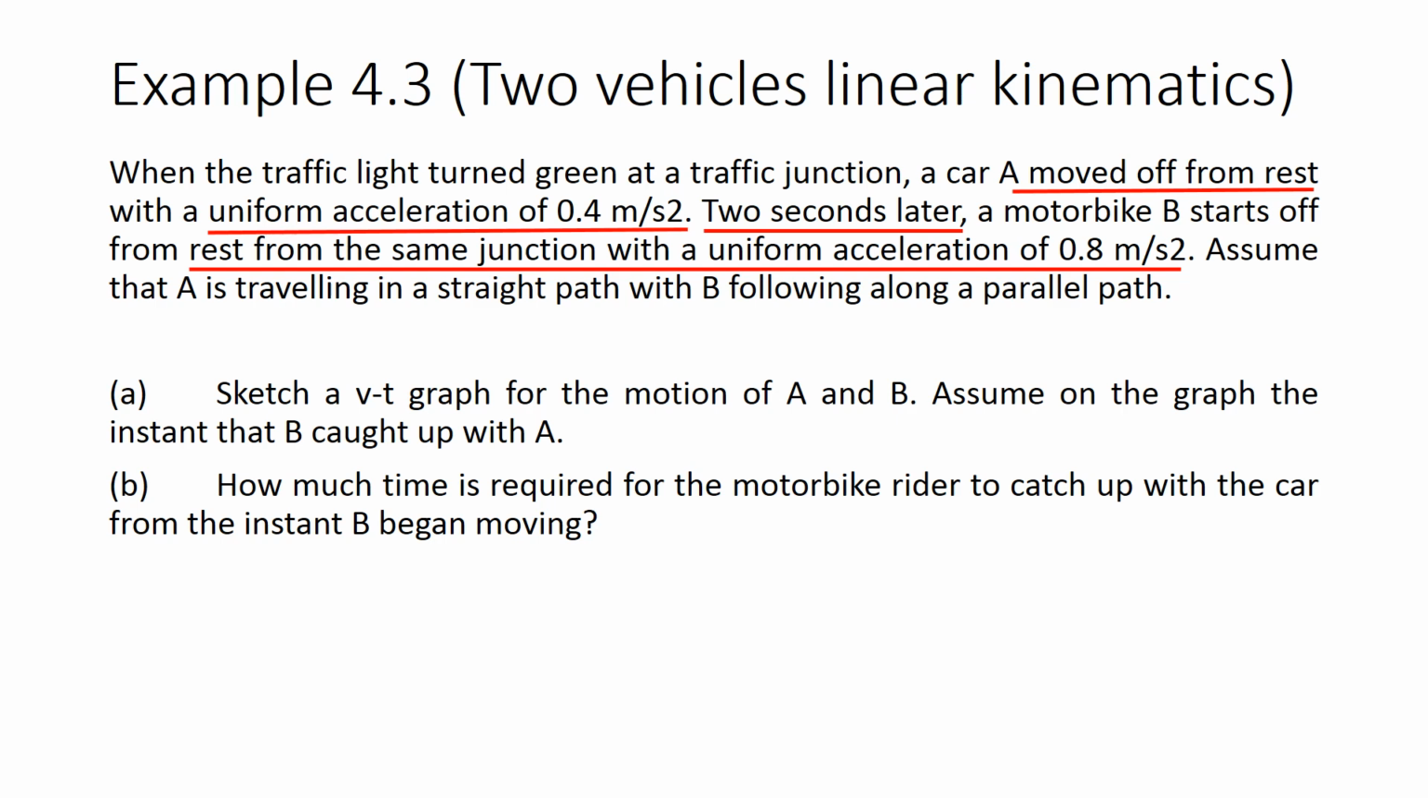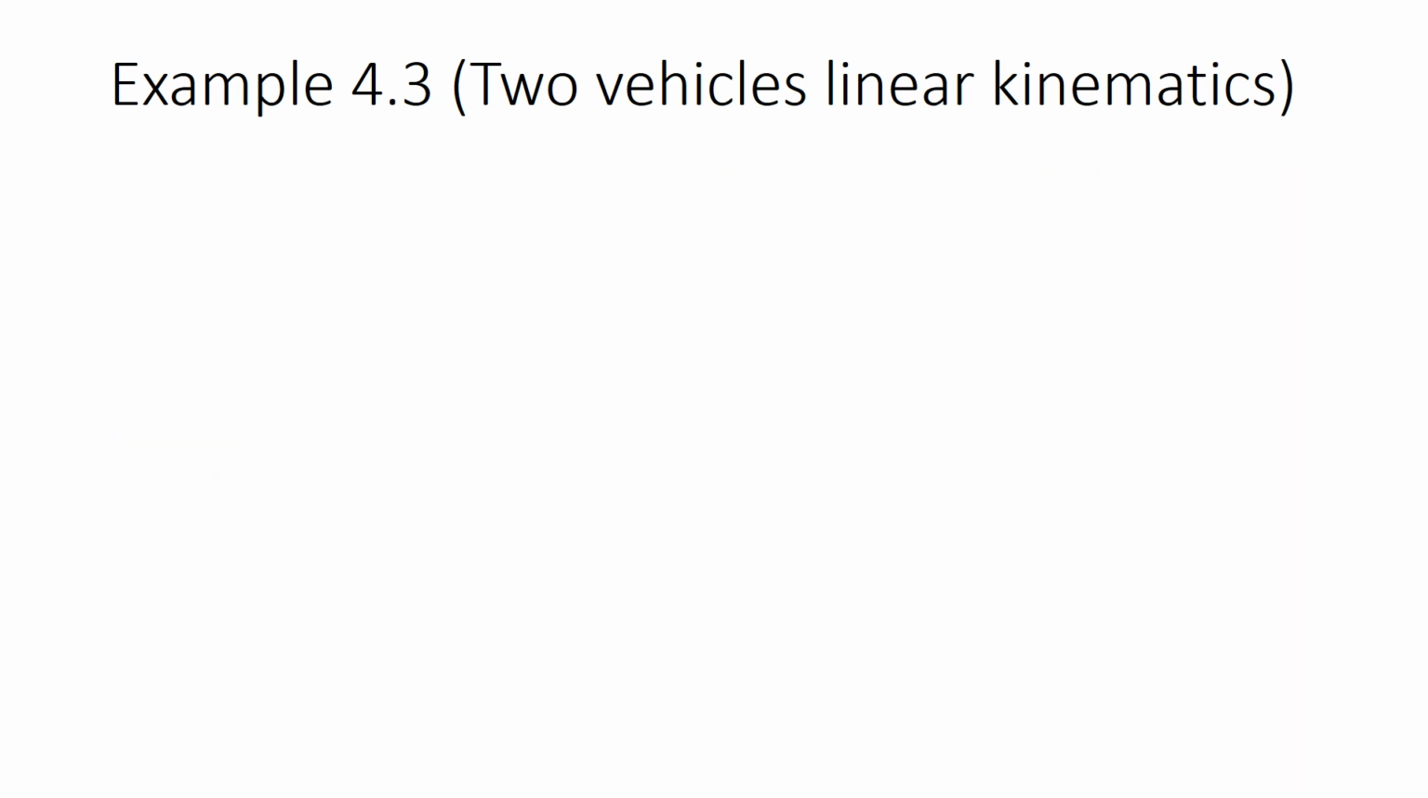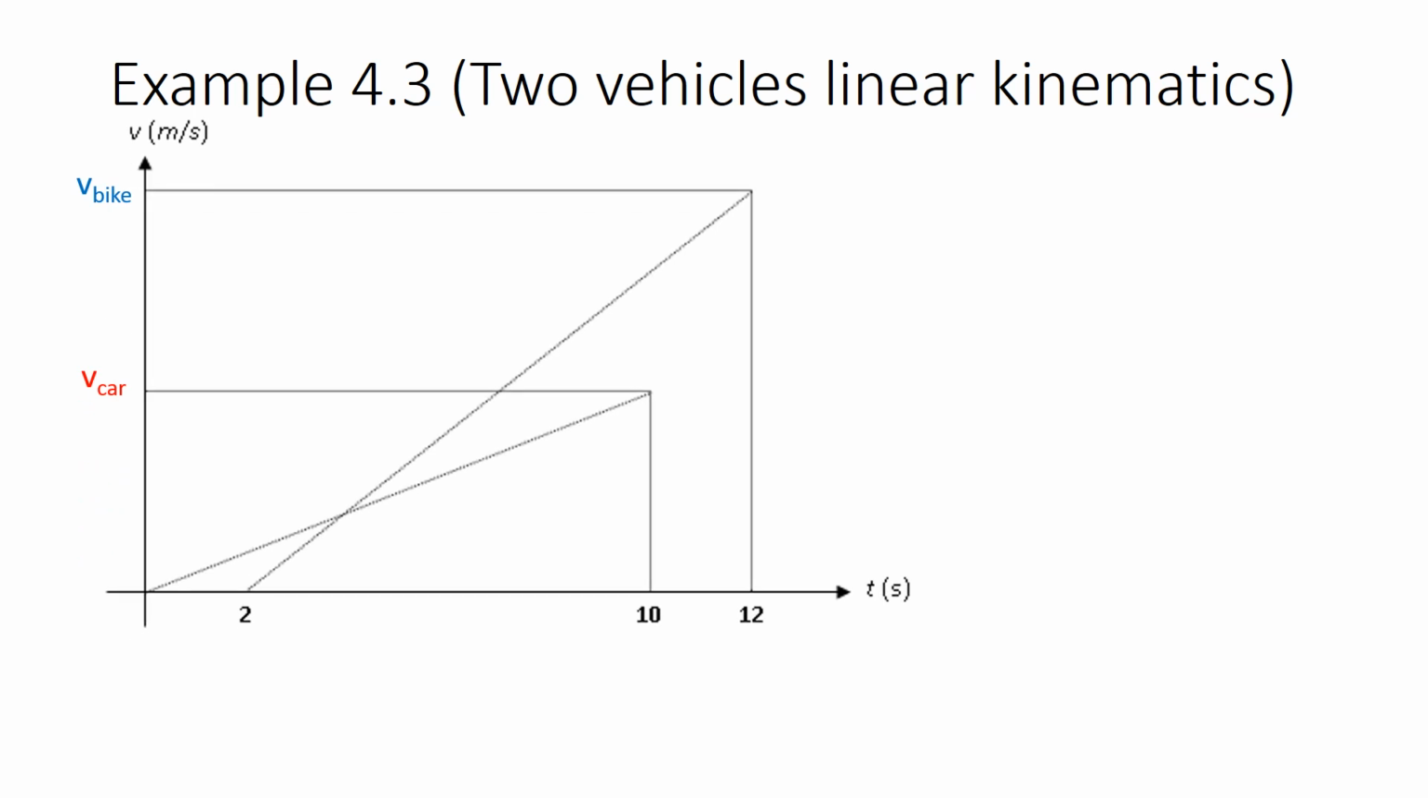First, sketch the VT graph for the motion of A and B. B. How much time is required for the bike to catch up with the car from the instant B began moving? So first and foremost, we need to sketch the VT graph for vehicle A and bike B. Now, a VT graph, again, velocity time graph. Since this is a uniformly accelerated body, we know that the VT graph is a straight line.